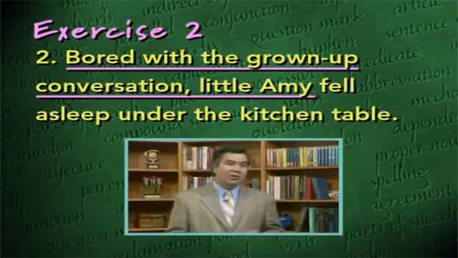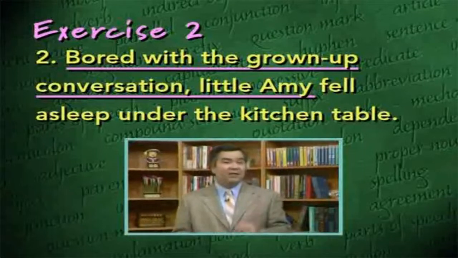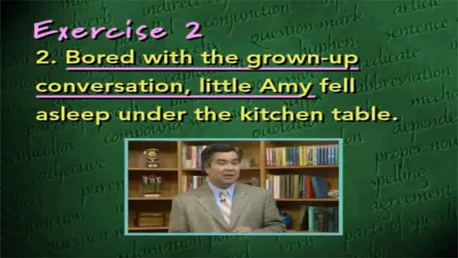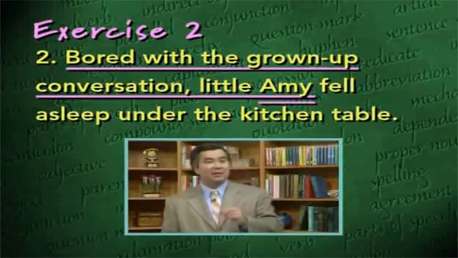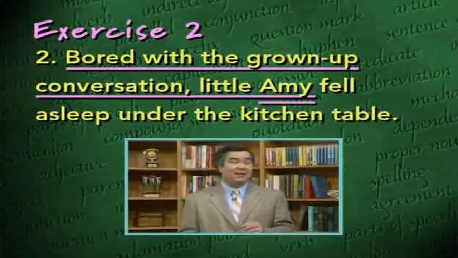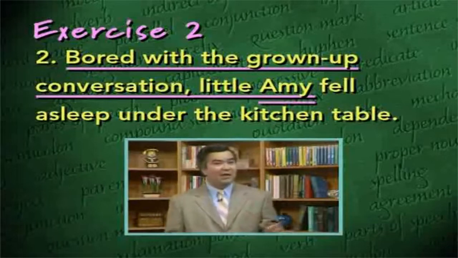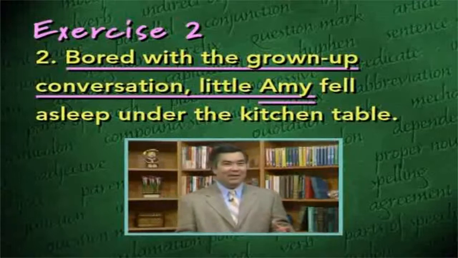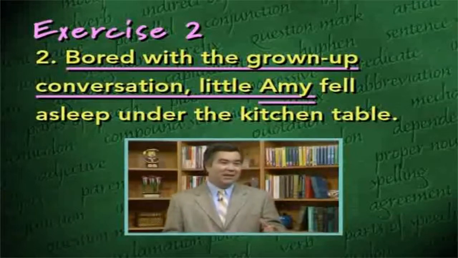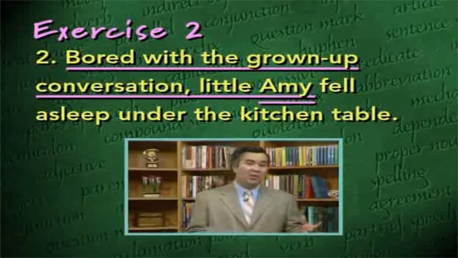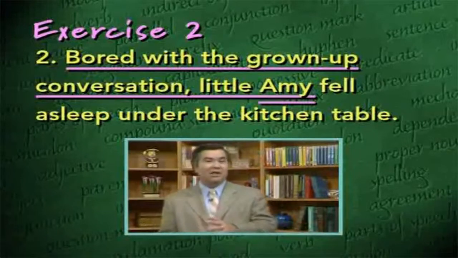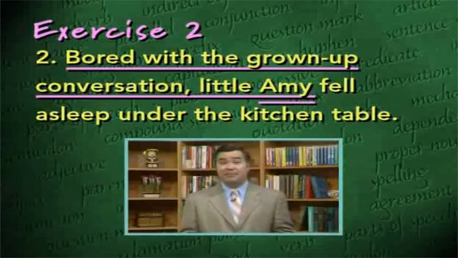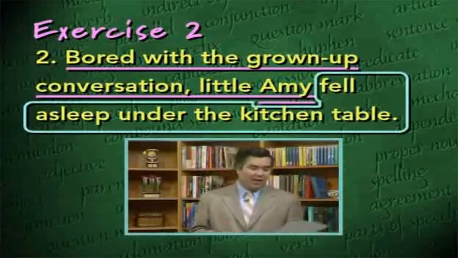What's the single most important word here? Did you identify one word as the simple subject? The answer is Amy. Amy is the simple subject. That's basically what the sentence is about. All the other words here give us more information about Amy. The other words tell us that Amy is little and that she was bored with the grown-up conversation. So all those other words give more information about the simple subject, Amy. The rest of the sentence is the predicate.